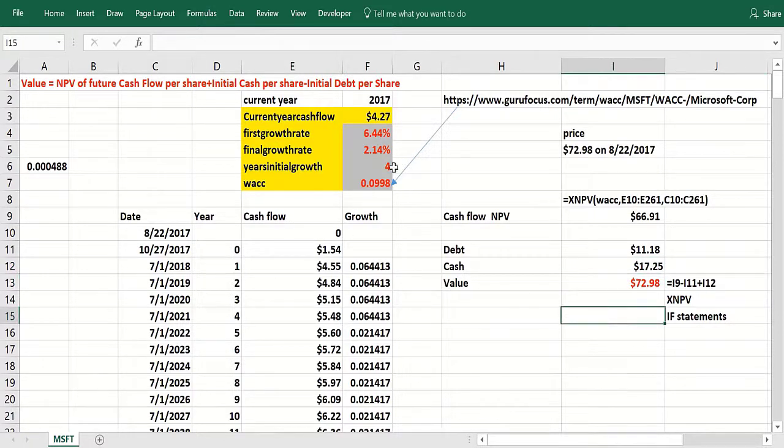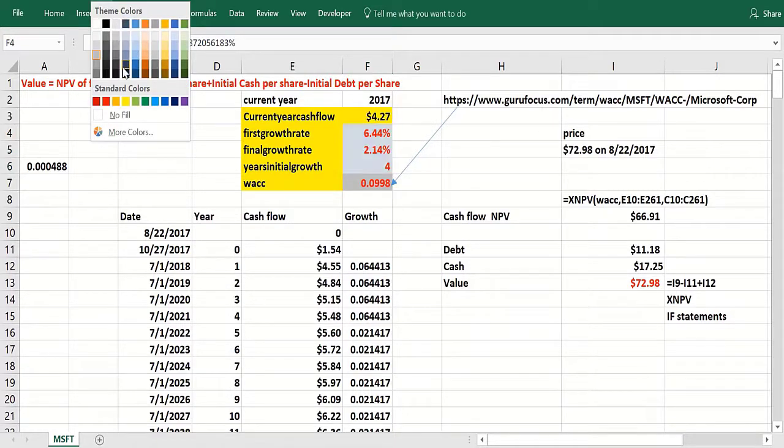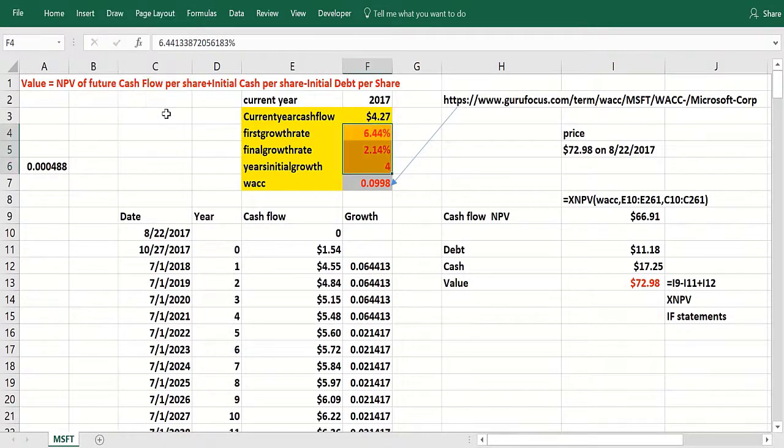Now you can reverse engineer. This comes out to basically this combination of inputs right here. Let's put this in a different color. That combination of those three inputs gave a price that was equal to the price of Microsoft. And these sort of make sense. Microsoft growing 6.5% a year for 4 years and then 2% thereafter. Now, how did I come up with those inputs that basically made this valuation come out to what the stock was selling for?